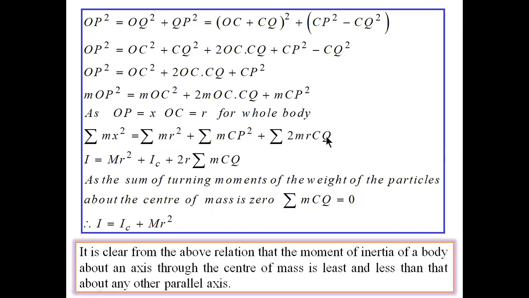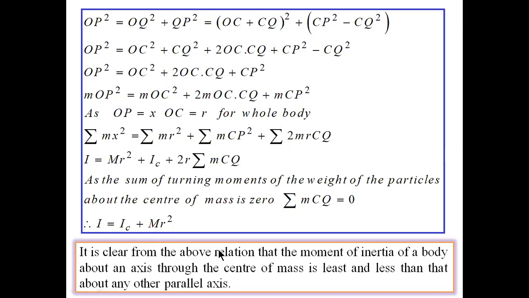So 2 m r CQ. Now we can write this as I equal to m r square plus IC, plus 2r times summation of m CQ. As the sum of turning moments of the weight of the particles about the center of mass is 0, the summation over m CQ is 0. So I equal to m r square plus IC, that is, I equal to IC plus m r square.